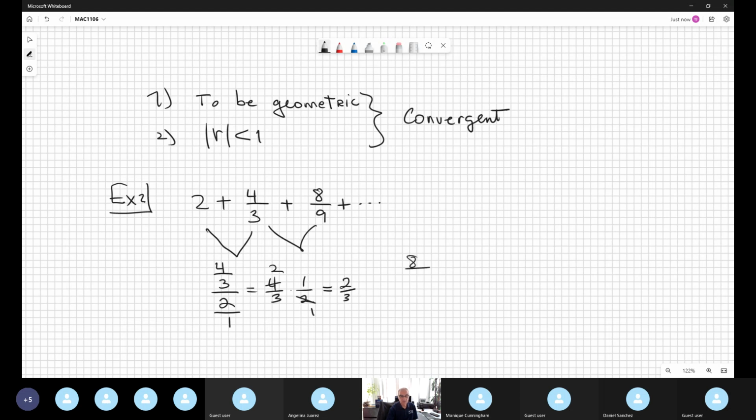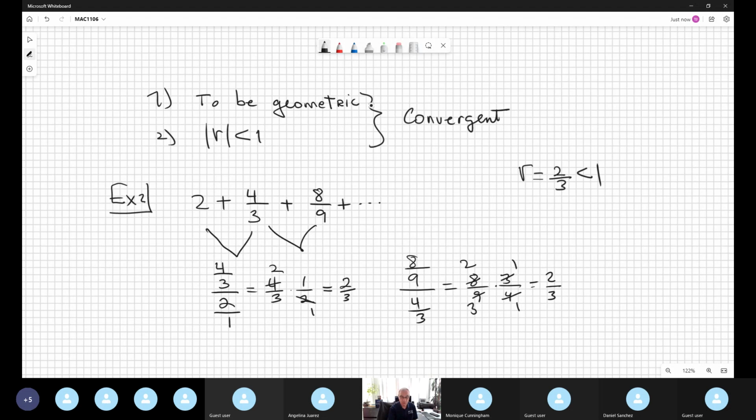8 over 9 divided by 4 over 3. It's 8 over 9 times the reciprocal, 3 over 4. Oh, you can simplify. Divided by 4, 1 divided by 4, 2. Divided by 3, 1 divided by 3, 3. It's 2/3 again. Our common ratio, yes, is 2/3. And 2/3 is less than 1.